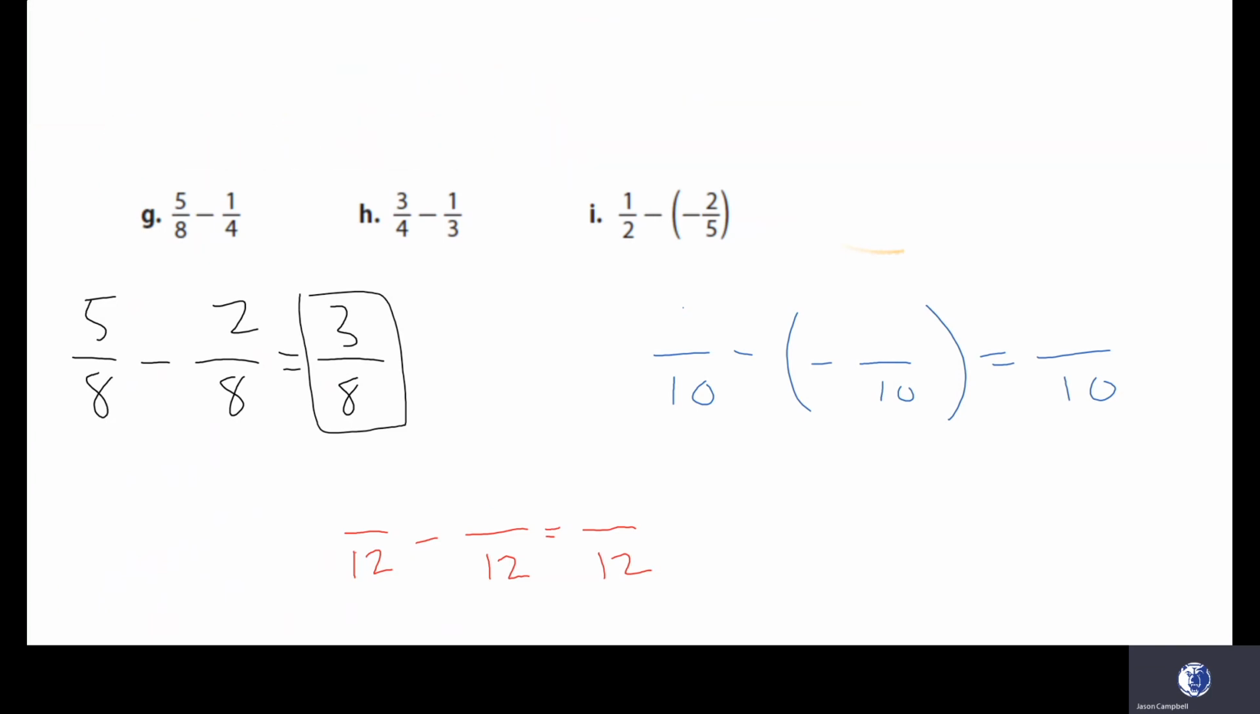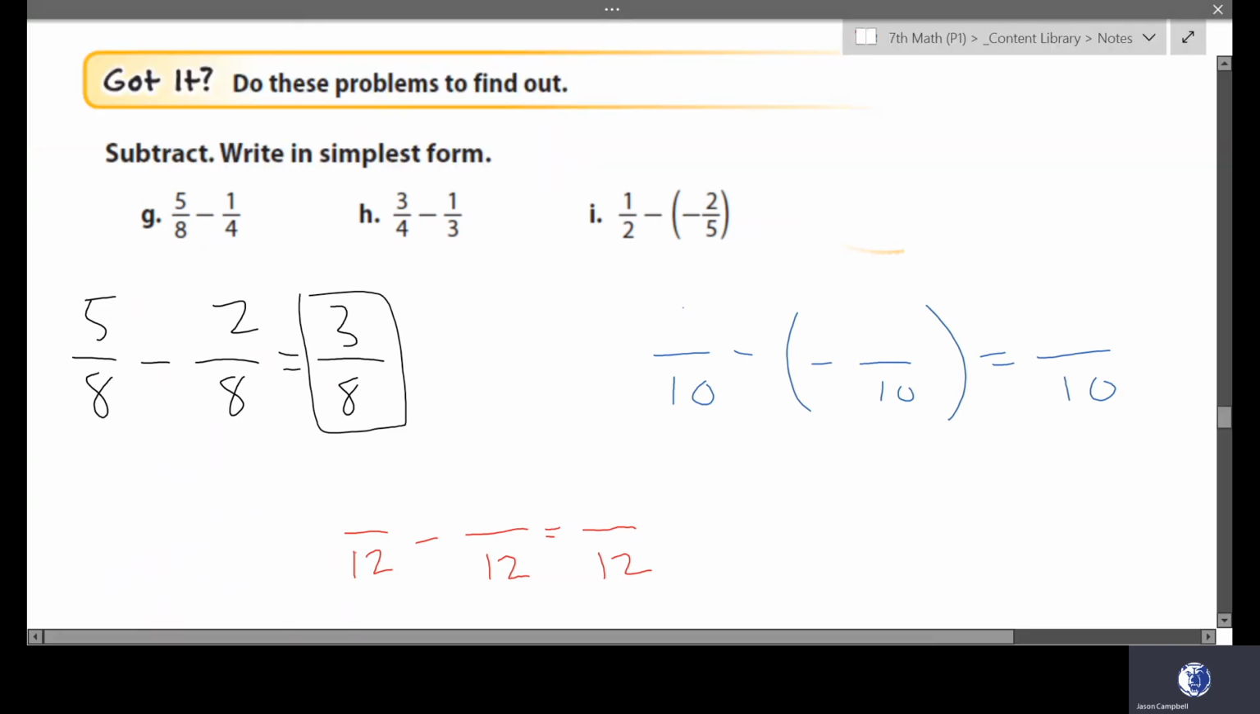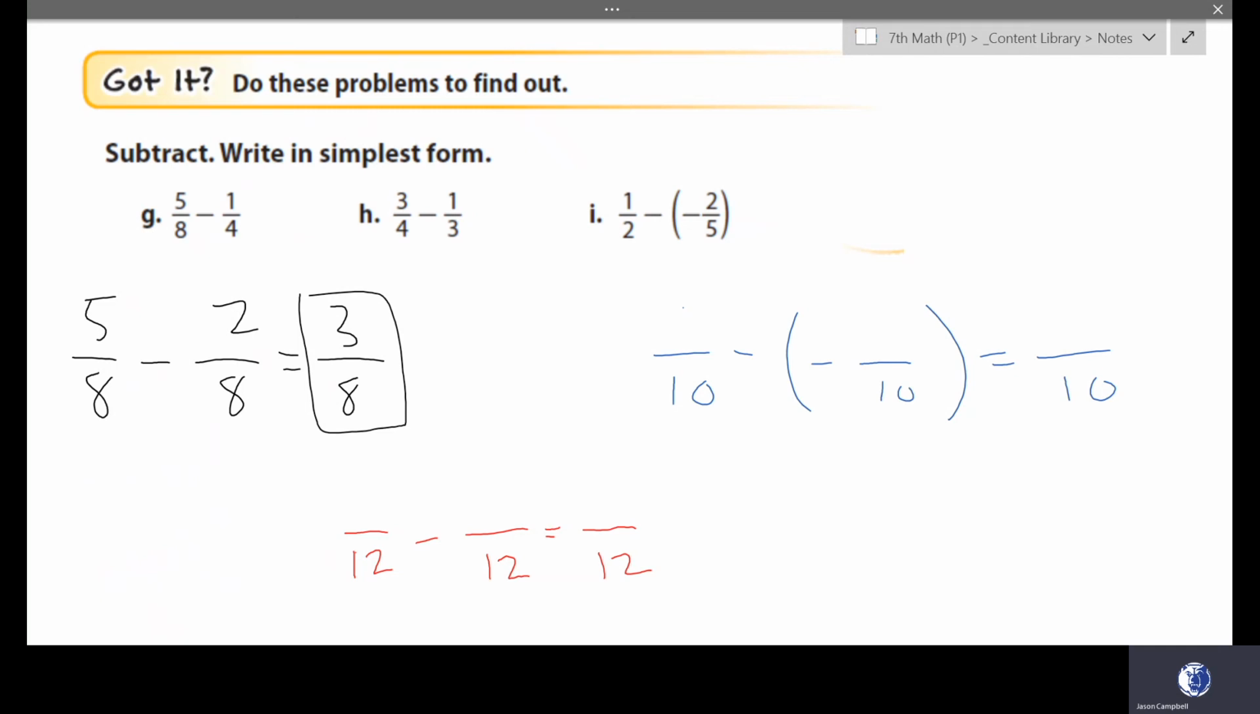For got it H, my least common denominator is going to be 12. So to turn 3/4 into a fraction over 12, I'm going to need to multiply the numerator and denominator by 3. 4 multiplied by 3 gives me my denominator of 12, and 3 multiplied by 3 gives me a numerator of 9. 1/3 turns into 4/12, and 9 subtract 4 is 5. The denominator stays the same, so 5/12 is the answer there.